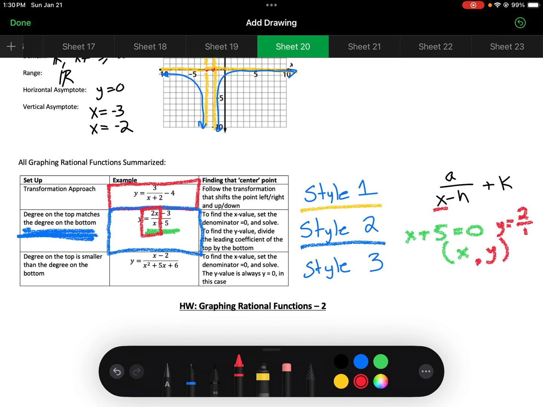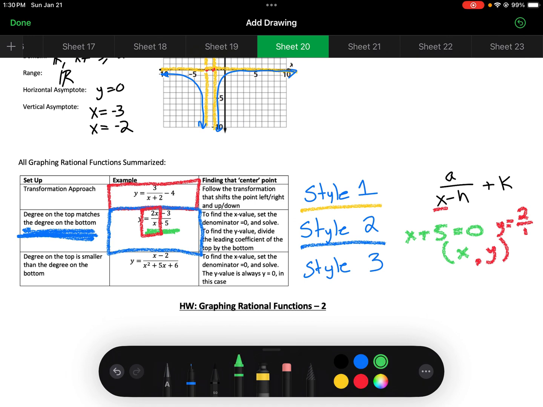So in style 2, you're looking for an x on top and an x on bottom, sometimes x squared on top and x squared on bottom, but we don't really do that in Algebra 2. Set the bottom equal to 0 and solve to get the x. Divide the numbers in the front to get the y. And once you get your center, again, you are on your way.